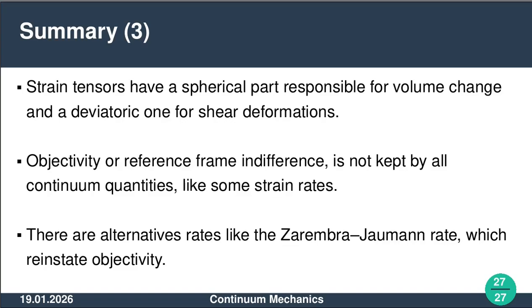Objectivity or reference frame indifference is not kept by all continuum quantities, like some strain rates. We've seen that objectivity is very important in continuum mechanics. It's very important that the quantities are objective. It means whenever the reference frame changes, the values of these quantities should not change, should be preserved. We've also seen that there are alternative rates like the Zaremba-Jaumann rate, which reinstate objectivity for strain rates which are not objective, for example.